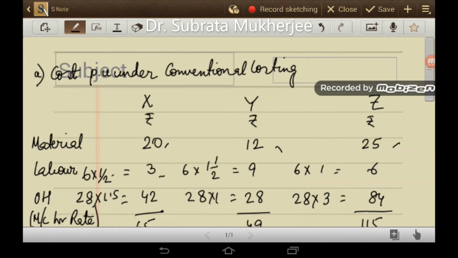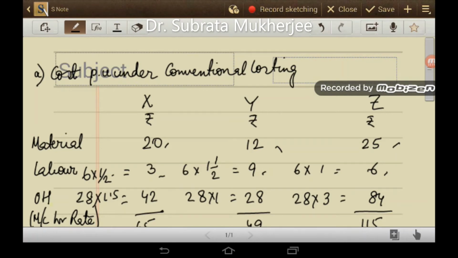Similarly, 1.5 hour is required for production of Y. Per unit of Y, it requires 1.5 hour. So rupees 9 is the labor cost for product Y. Similarly, for product Z, 1 labor hour is required per unit of production, and rupees 6 is the labor cost per hour. So rupees 6 is the labor cost, and overhead is calculated on machine hour rate.